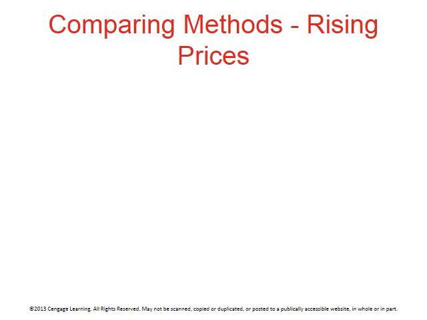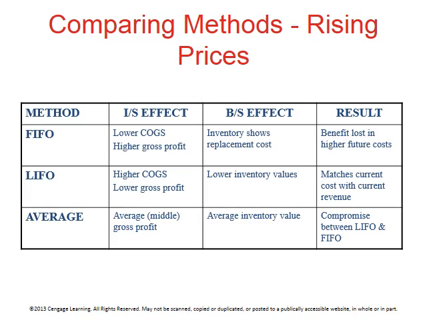So let's look at the different methods. When prices are going up for stuff that we're buying, with FIFO, cost of goods sold is lower and our gross profit is higher, because when prices are rising, we're using the lower cost stuff first and not the higher price stuff. With LIFO, cost of goods sold would be higher because we're using the higher price stuff first, and we have to get through the higher price stuff to get to the lower price stuff. And since our cost of goods sold is higher in LIFO, our inventory is lower.